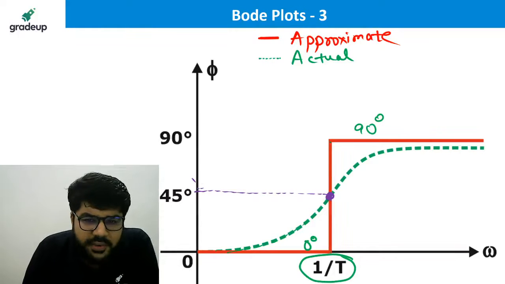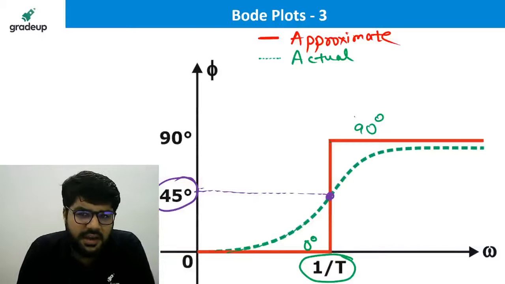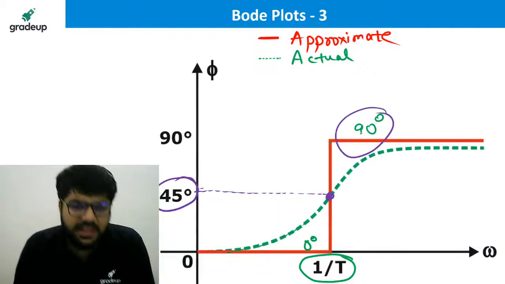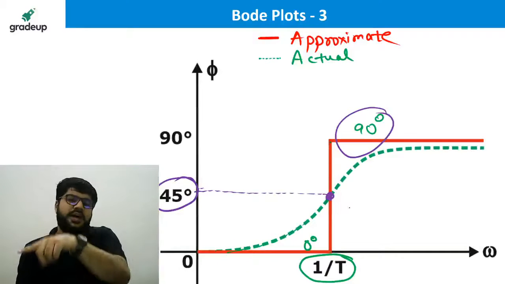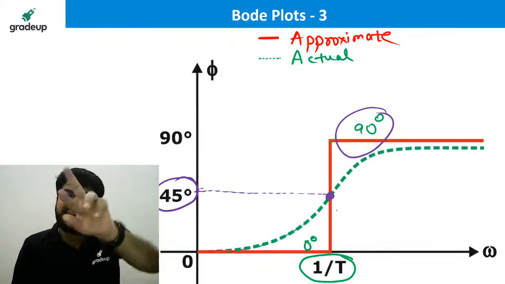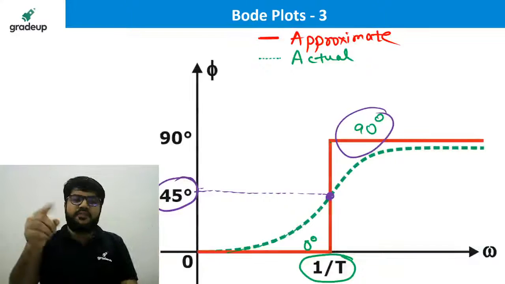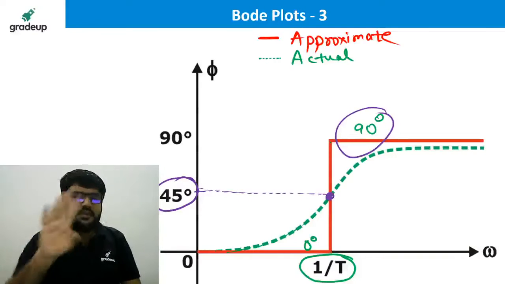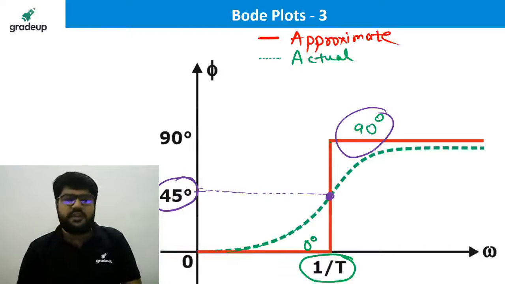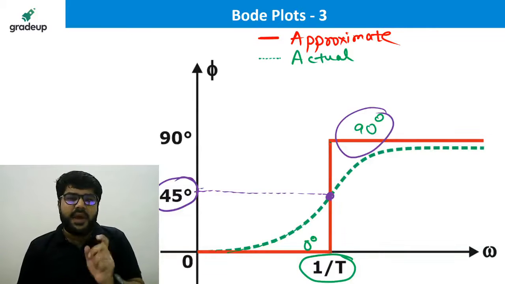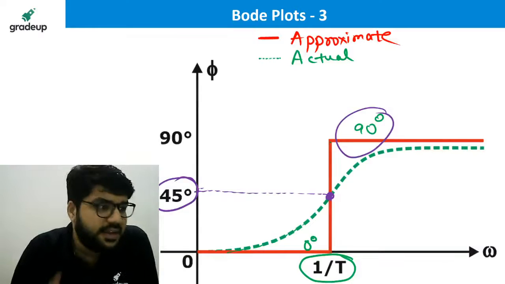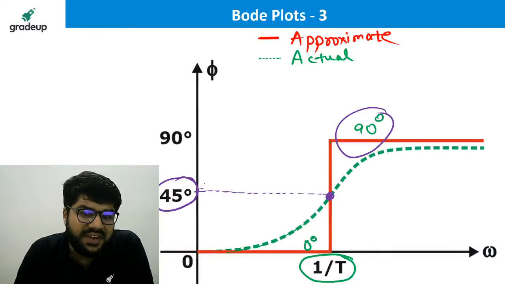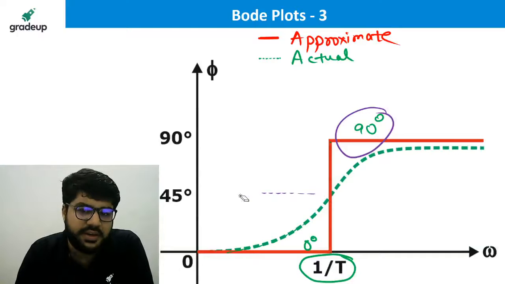At the corner frequency the actual phase is 45 degrees, but the phase from the approximate plot may be 0 or 90. Now there is no fixed value. If I follow the low frequency result, it is 0. If I follow the high frequency result, it is 90. But either way, the difference of 90 or 0 from the 45 degrees is 45. So the error at 1 by t is 45 degrees, which is huge. In terms of angle, it is a big error. 45 degrees is a huge deviation from the actual results.